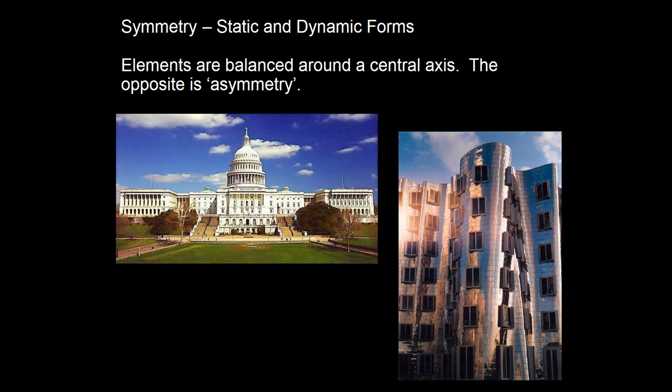It has a center line or an axis around which 2 things are symmetrical. They're balanced, right? And there are all sorts of different types of symmetry. So here we see 2 examples of architecture. One of them is very symmetrical, right? Capitol building. And the other one is very asymmetrical. I believe it's a housing complex by Frank Gehry. Okay? So the 2 of them are at diametric positions from each other.